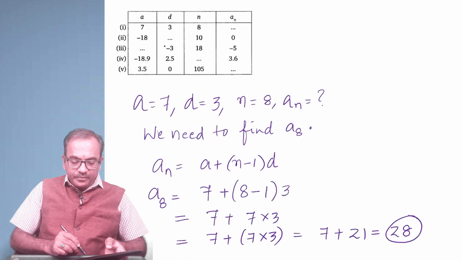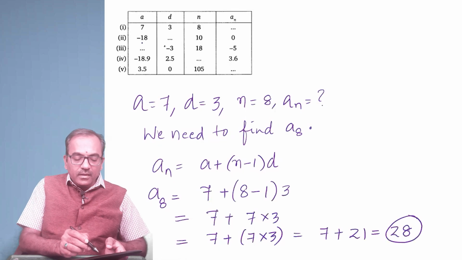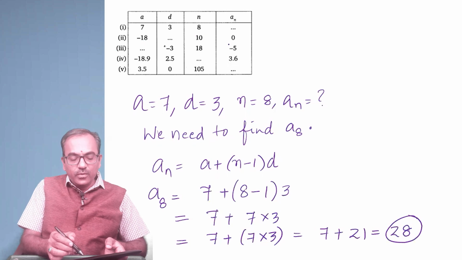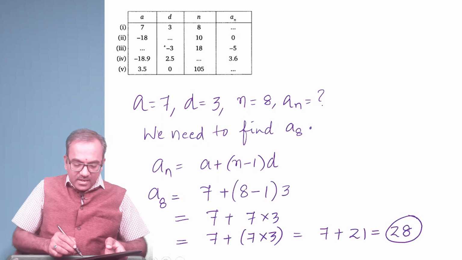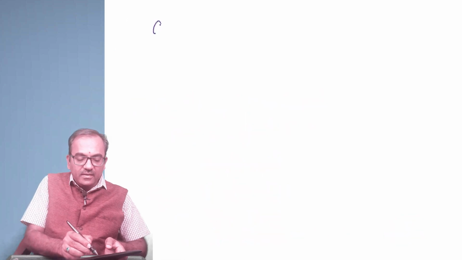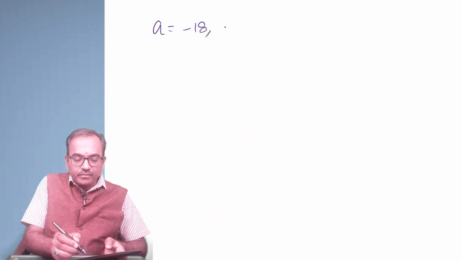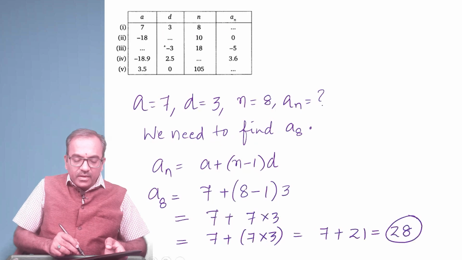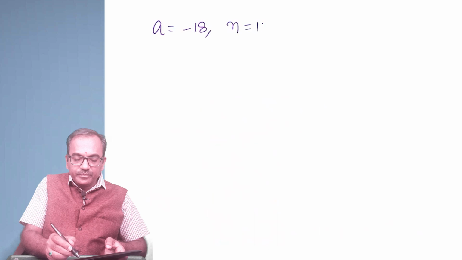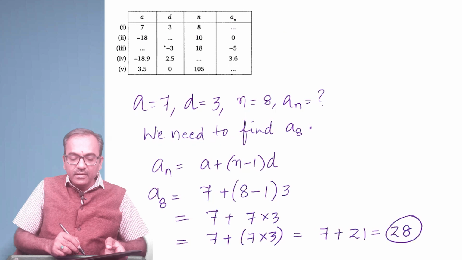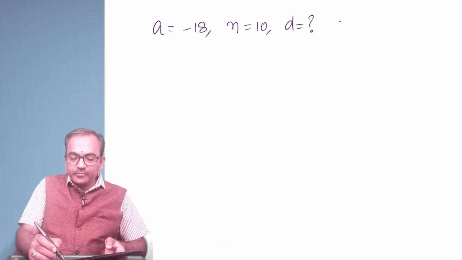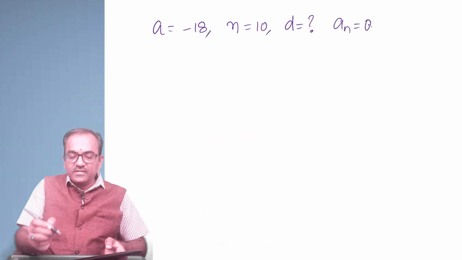Okay, now let's move on to the second problem. The second problem is a is minus 18, n is 10, An is 0. A is minus 18, then we need to find d, n is equal to 10, we need to find the value of d, and then An is 0.